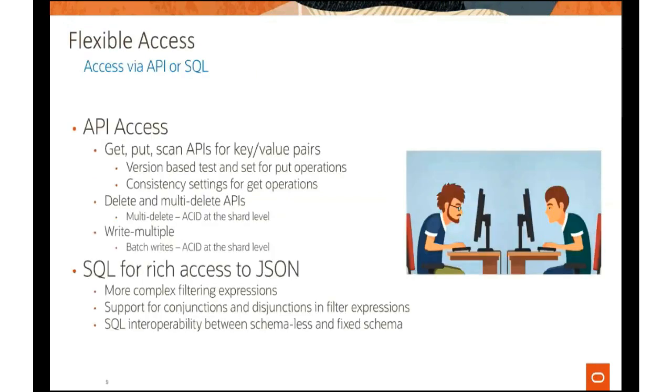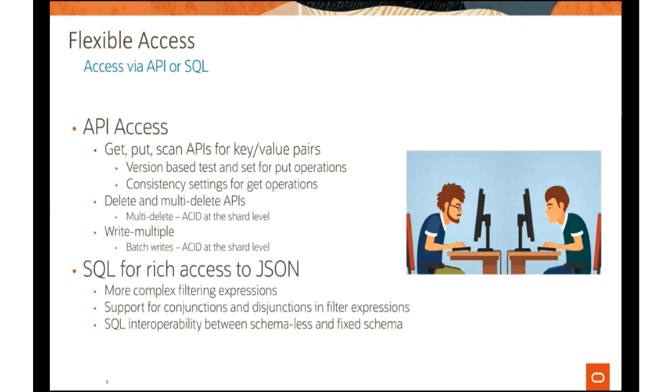Okay, now on how you get access to this stuff. There are two ways to access data in our system. We try to focus on the development experience and making it really nice. On the API side, you can just call get, put, or scan APIs if you're dealing with key value pairs, and you can even do this for tables if you like. There are version-based test and set operations for the write. They're called put, of course.